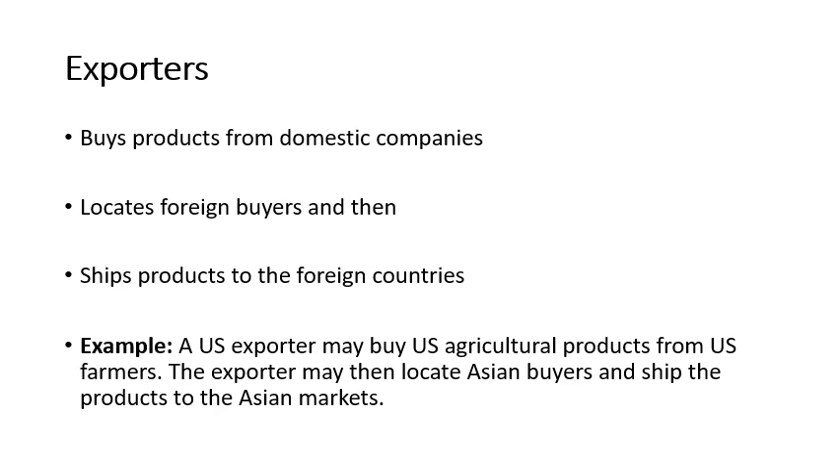An example here: a U.S. exporter may buy U.S. agricultural products from U.S. farmers. The exporter may then locate Asian buyers and ship the products to the Asian markets where those U.S. agricultural products will be sold. So that is an exporter.